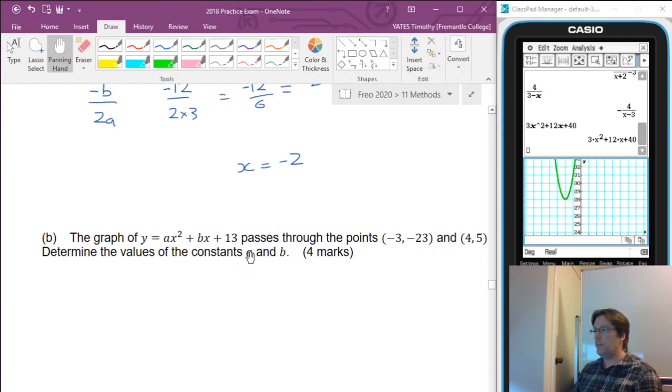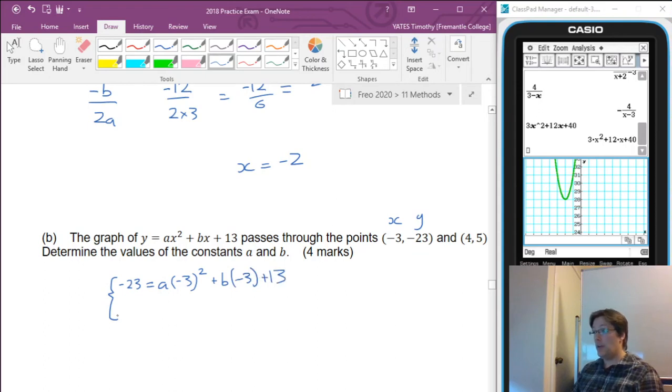So the graph of this passes through those 2 points. What are the values of constants a and b? This is actually a very straightforward simultaneous equation problem. We've been given x and y values for both of these. So we just need to use the simultaneous equation solver. We want to do negative 23 equals a times negative 3 all squared plus b times negative 3 plus 13.